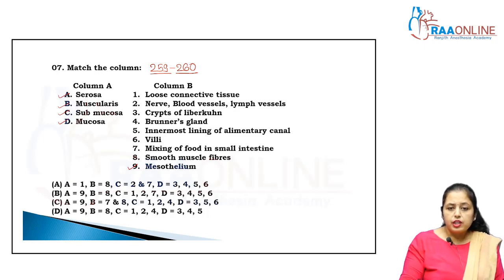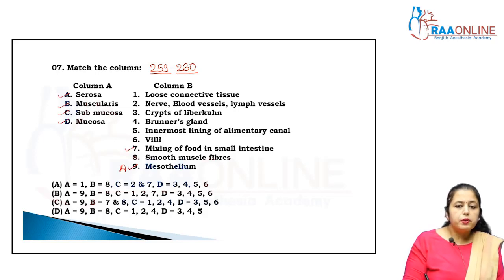So loose connective tissue, nerve, blood vessels, lymph vessels, crypts of Lieberkühn, Brunner, innermost lining of the alimentary canal, villi. That is mixing of food in small intestine, right? That is related with the B, and even smooth muscle fibers, right? Even smooth muscle fibers. So both options are related with the muscularis, right or wrong? Right. Now come to the submucosa.